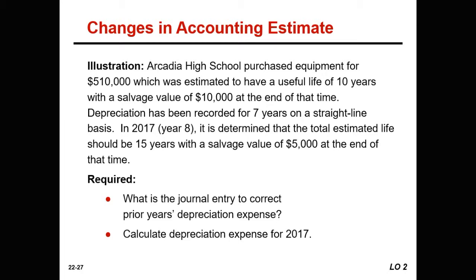So let's look at Arcadia High School, who purchased equipment for $510,000, which had an estimated useful life of 10 years and a salvage value of $10,000 at the end of that time. Depreciation has been recorded for 7 years on a straight line basis. In 2017, which is year 8, it's determined that the total estimated life should be 15 years with a salvage value of $5,000 at the end of that time. What is the journal entry to record the prior year's depreciation expense? And they ask that we calculate the depreciation expense for 2017.